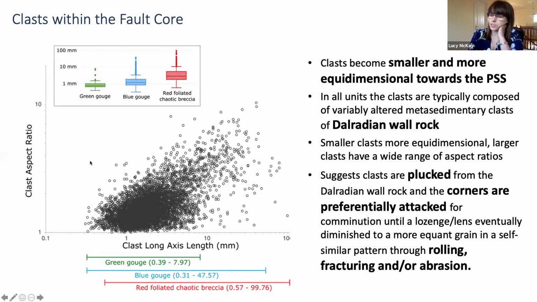So it's suggested that these clasts are plucked off from the Dalradian wall rock and then just rolled and fractured and become smaller and smaller as they're incorporated into the fault zone.